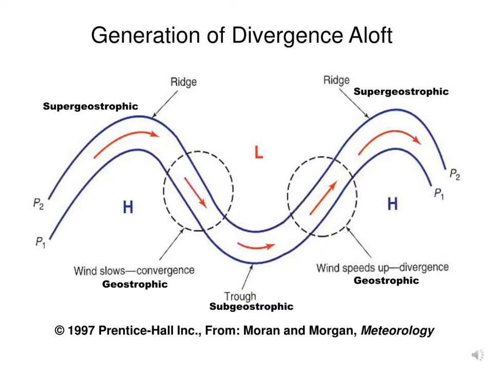And this is an example of speed divergence aloft, but you can also have directional divergence as well if the isobars or the lines of constant geopotential height are not the same distance apart all the time.